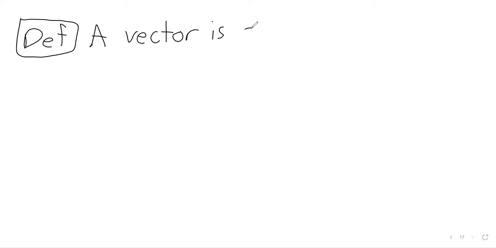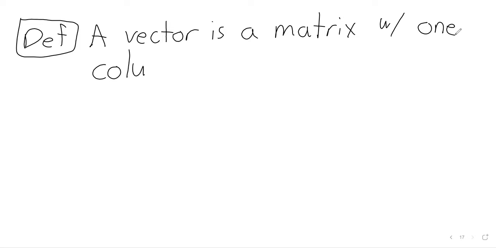New definition. A vector is a matrix with, let's keep things simple for this class, a matrix with one column. You could also have vectors with one row, but these are the only vectors we're going to use in a differential equation. So something like this.